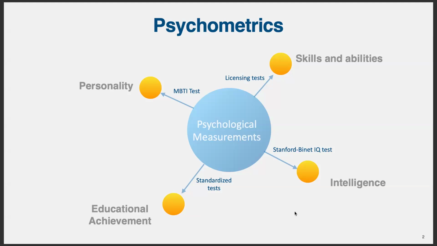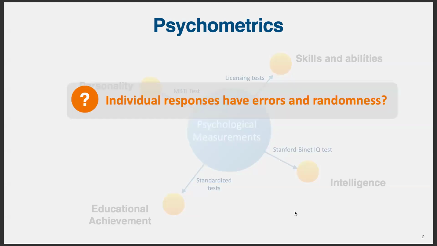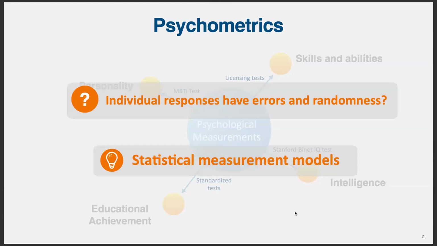But of course, the problem is that the measurement is not perfect. We have measurement errors. For instance, when answering a question, we have a chance to make a mistake, even though we know how to solve the mathematics problem. Because of this measurement error issue, we need statistical models to help us use the observed data to make inference about the underlying latent traits.